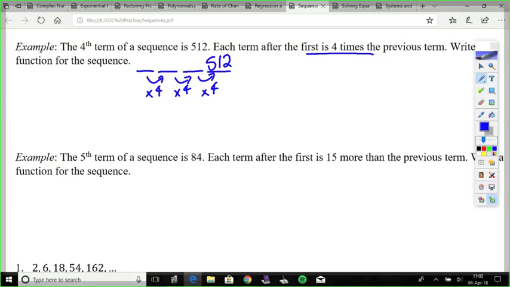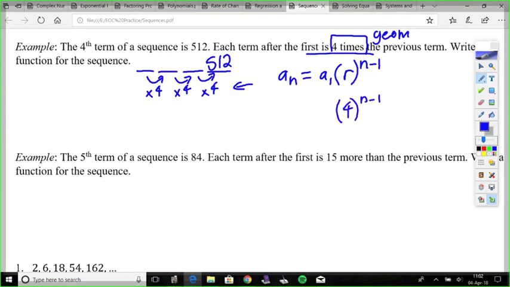Write a function for the sequence. Since it's multiplying by 4, it's geometric, so that's going to be this formula, a of n equals a1 times r to the n minus 1. I know that's the formula I'm using because it says 4 times, that's my keyword. Multiplying is my clue that it's geometric. I already know the r value because it says 4 times. You can leave it as a of n or write it as y equals. I don't think it's going to matter, just pay attention to the question on the actual test for how it wants you to write it.